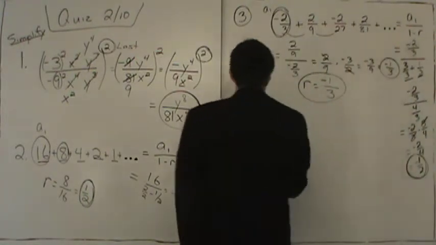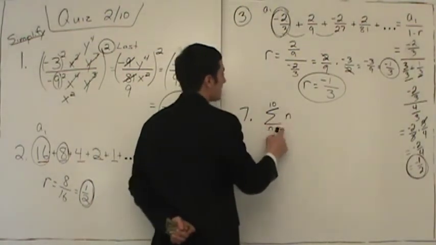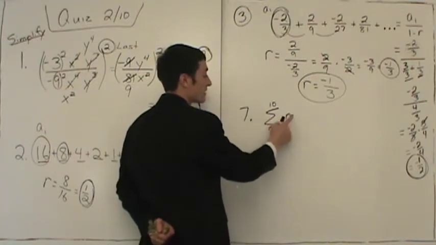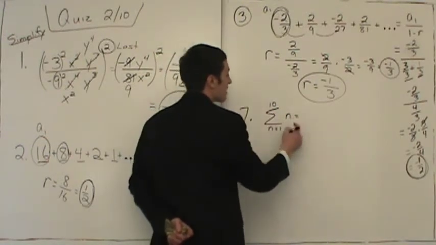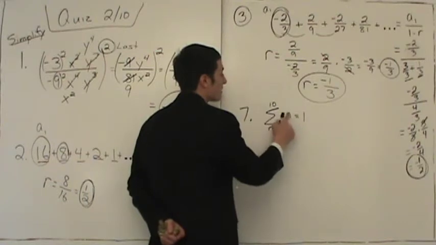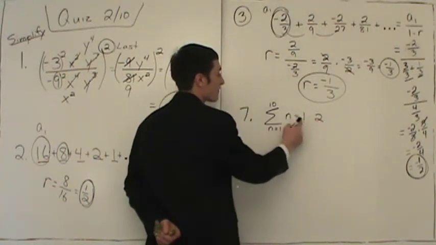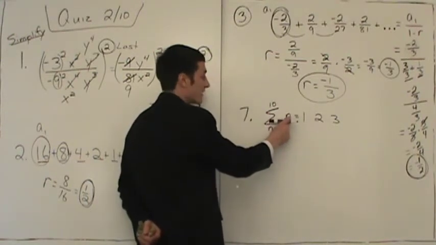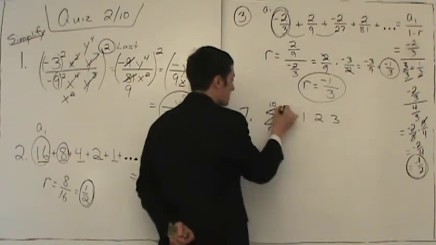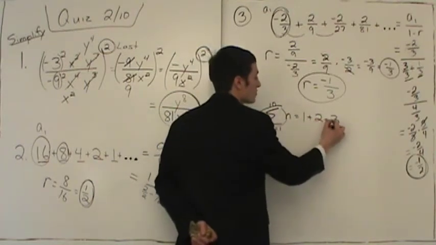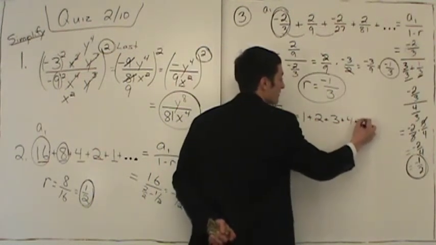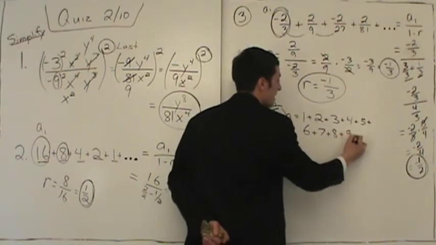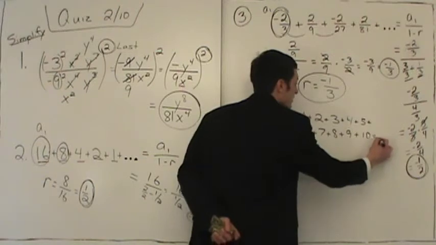Now, number 7 says sigma n equals 1 to 10 of n. What are we putting in? We're putting in 1 for n, 2 for n, 3 for n, 4 for n, etc. If we put in 1 for n, we get 1. Put in 2, we get 2. Put in 3, we get 3. And we stop when we put in 10 for n. Sigma means add, so 1 plus 2 plus 3 plus 4 plus 5 plus 6 plus 7 plus 8 plus 9 plus 10. We want to know what this equals.